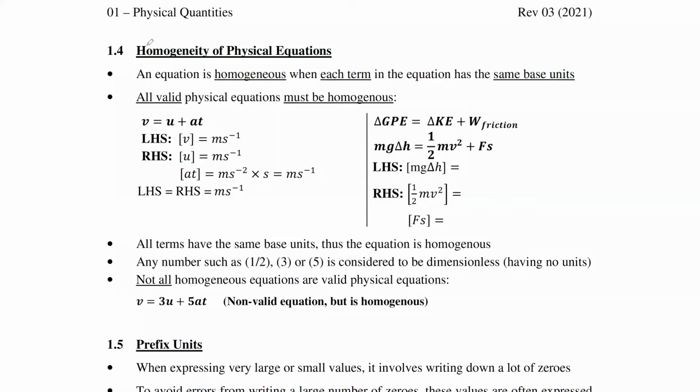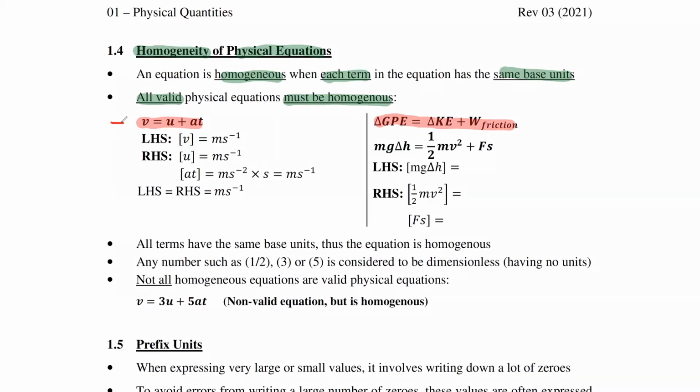Next, we move on to homogeneity of physical equations. An equation is homogeneous when each term in the equation has the same base unit. All valid physical equations must be homogeneous. In the example below, you have two valid physical equations: V equals U plus AT, and change in GPE equals change in KE plus work done against friction.